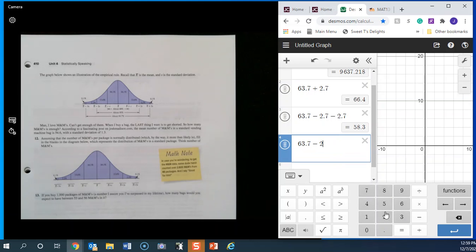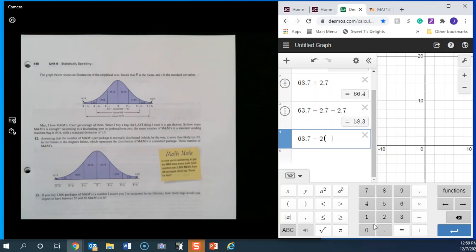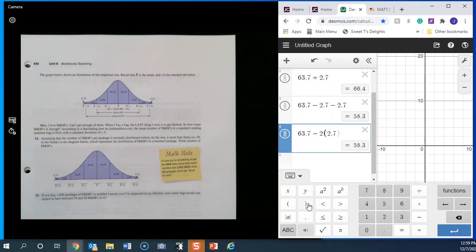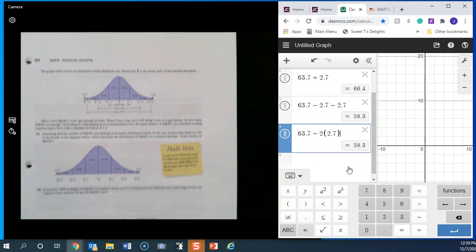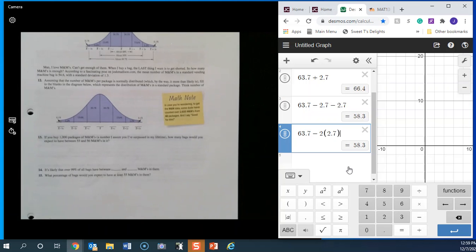So we have 2 parentheses 2.7. And it should give us the exact same answer as above. And it'd be the same thing for addition as well. All right, so we come down here to this problem.